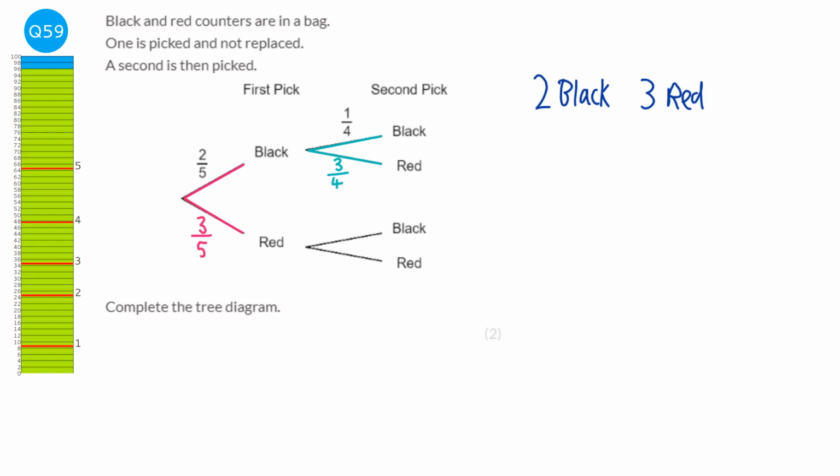And finally, we've got these two here. Now these two here we're not given any fractions for, but given the fact that we started with 2 black and 3 red, we've picked one of the red, so we've got 1 less red, and that means we've got 2 black counters and 2 red counters. So it means that the probability of picking a black is 2/4, or 1/2, and the probability of picking a red is 2/4, or 1/2.